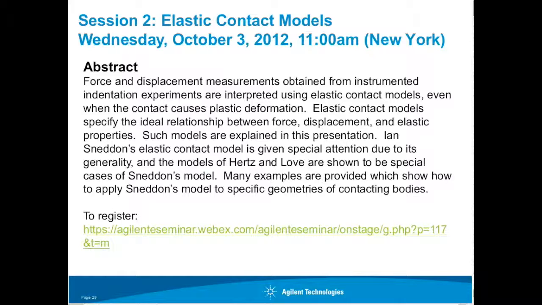I have here the abstract for that session. Basically, we're going to start and look at elastic contact models, because elastic contact models specify the ideal relationship between force, displacement, and elastic properties. Okay, and so to register for that class, you follow that link.